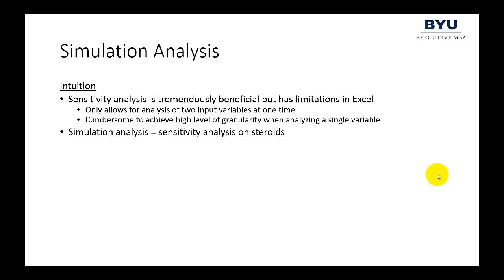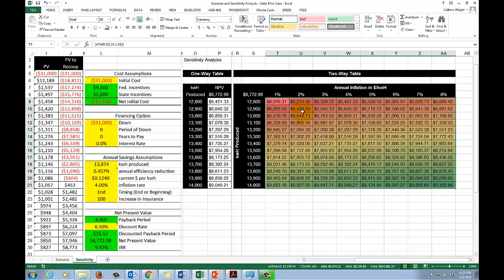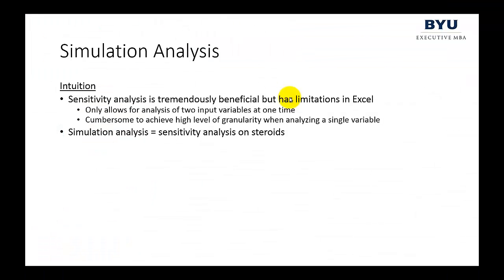Also, it's a little bit cumbersome to achieve a high level of granularity when analyzing a single variable. You can imagine if I wanted to get more granular with this inflation rate, what if I want to do 1.1%, 1.2%, all the way up to 10%? It's just going to be a lot more cumbersome. There's going to be a lot more cells involved. It's going to take more time. So for these reasons, we want to move on to simulation analysis, and I think you should view simulation analysis merely as sensitivity analysis on steroids.